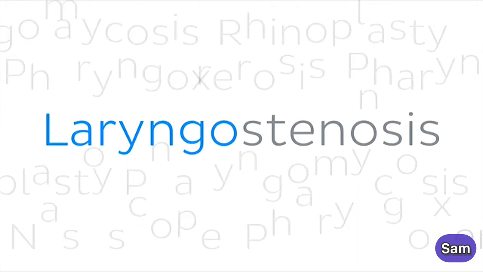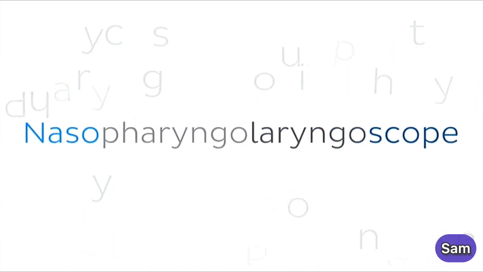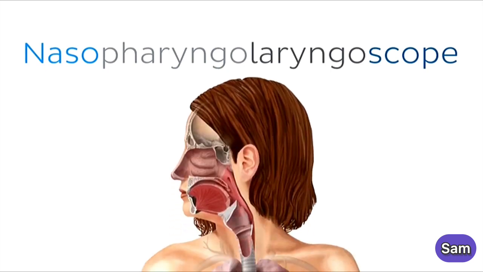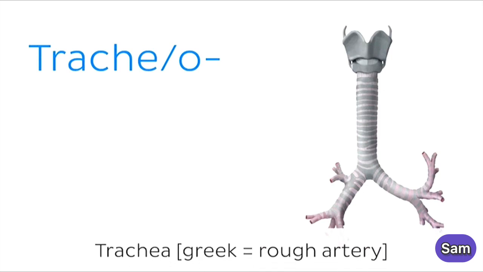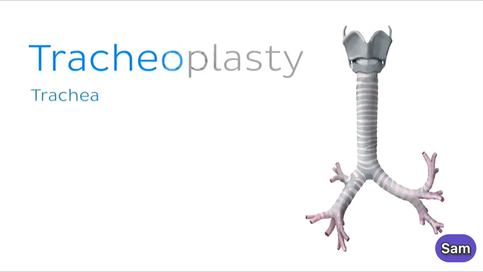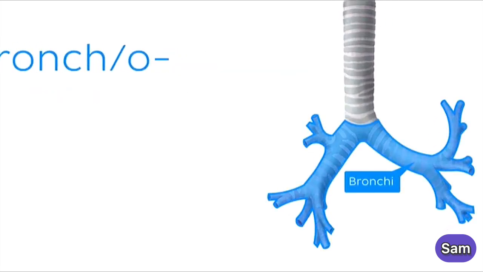Occasionally, you'll come across terms that look like a random jumble of different roots. However, if you break them down, you'll see they're actually quite simple. For example, nasopharyngeal laryngoscope is a flexible endoscope introduced through the nose to examine the pharynx and the larynx. So although it may twist your tongue, it need not break your spirit. Now that leads us to trachea and the associated root trache or tracheo with the O at the end, such as tracheitis or tracheoplasty.